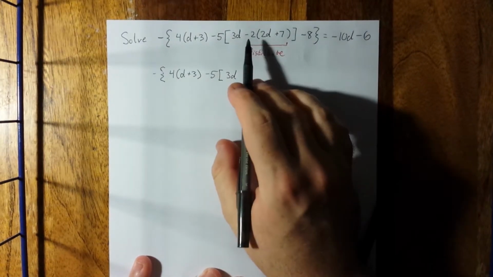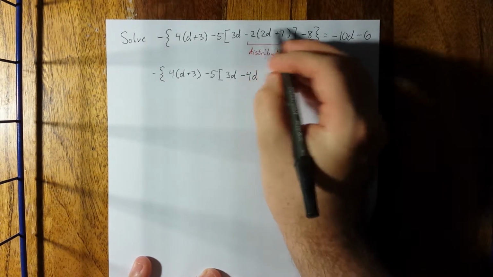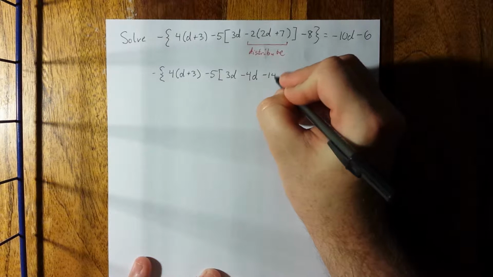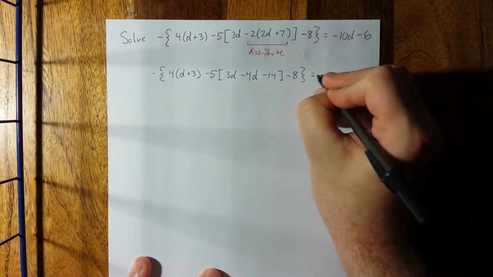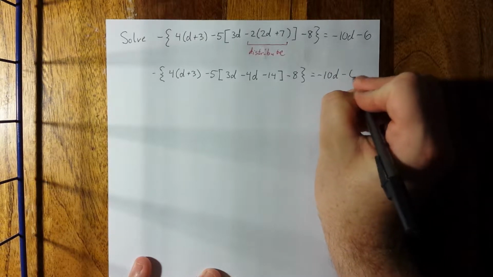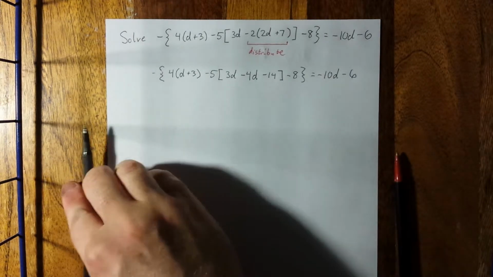Now we're at the first distribution. We have minus 2 times 2d, that's going to be minus 4d. Minus 2 times plus 7 is going to be minus 14. And then we subtract the 8 at the end still. Now what that does for us is effectively gets rid of one of our sets of parentheses. We're now without that set of parentheses.